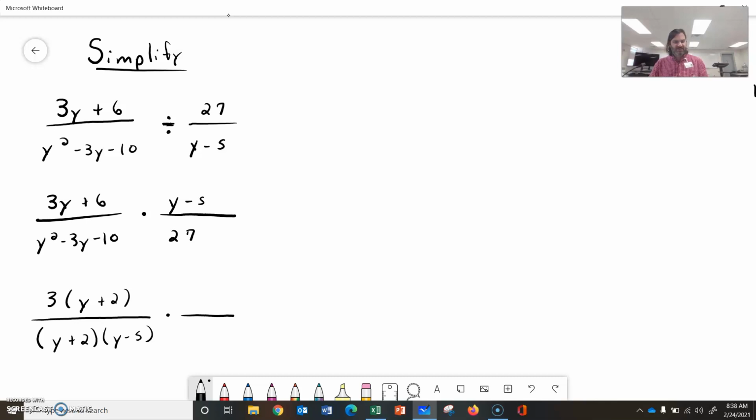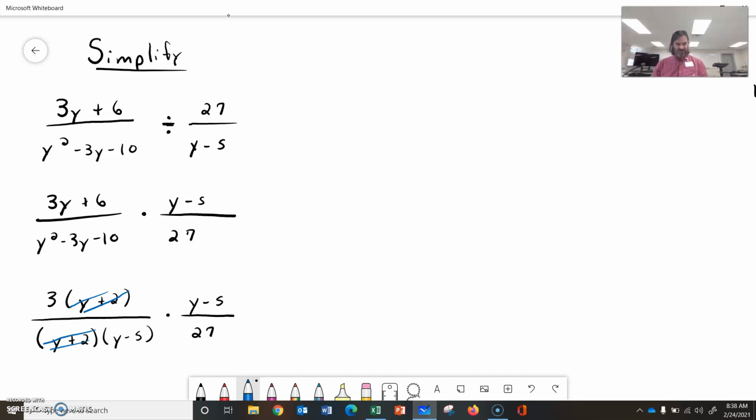The second fraction here, y minus 5, there's no common terms there. It does not factor. And 27 is just a number. If we need to reduce it, we can. So when we look at this thing, we see that in the numerator we have a y plus 2 that will cancel out with the y plus 2 in the bottom.